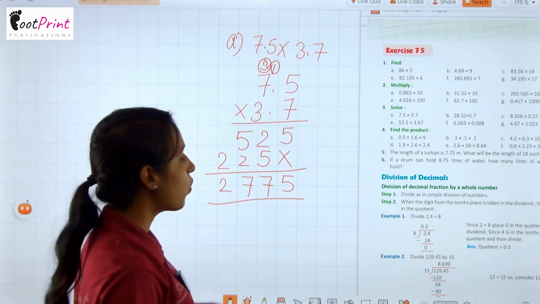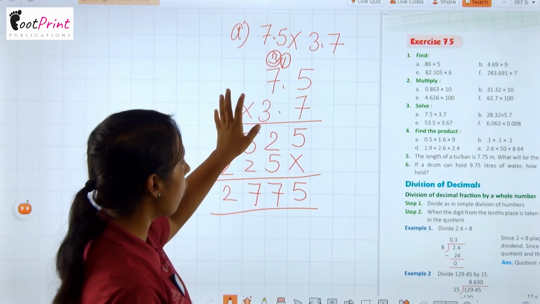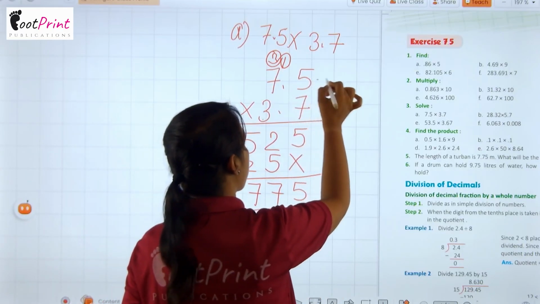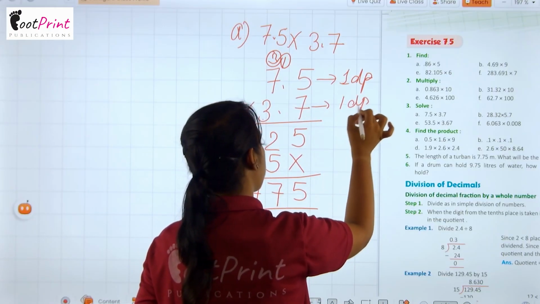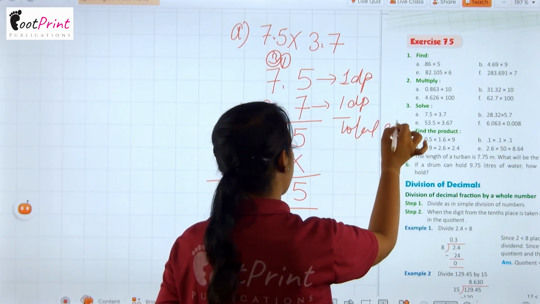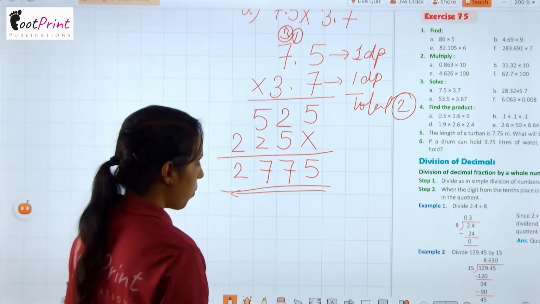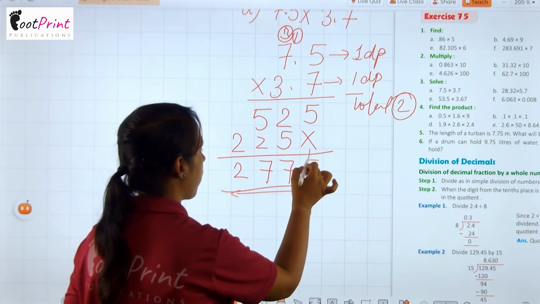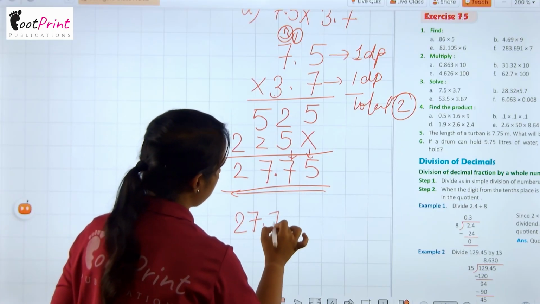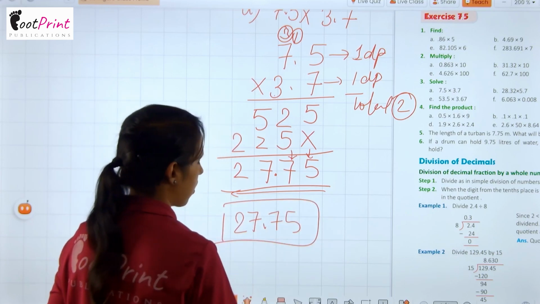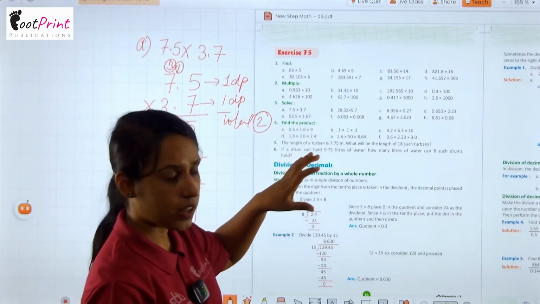Now what do we have to do? We have to count decimal places in the multiplier and multiplicand both. So here 1 decimal place is there, and in this 1 decimal place. The total places are 2. Okay, 2 decimal places. So we put the decimal after 2 places right to left. So here 1 and 2, so it is the decimal. So we get 27.75. Okay, it is our answer. So in that way you can solve question number 3 easily. Okay.